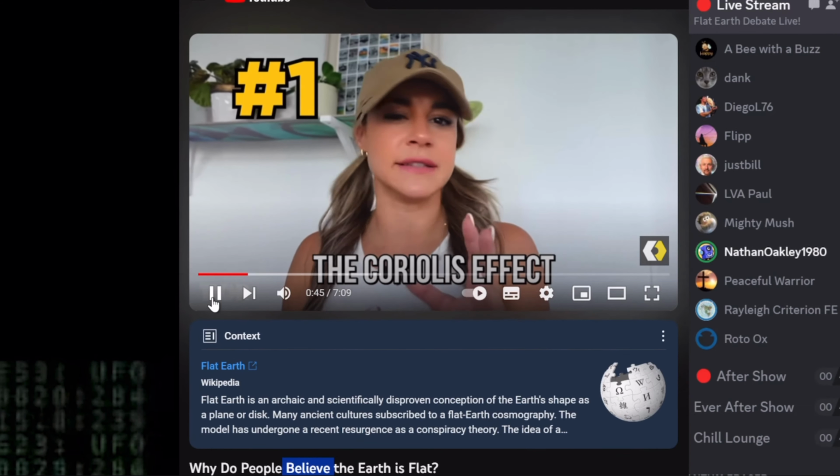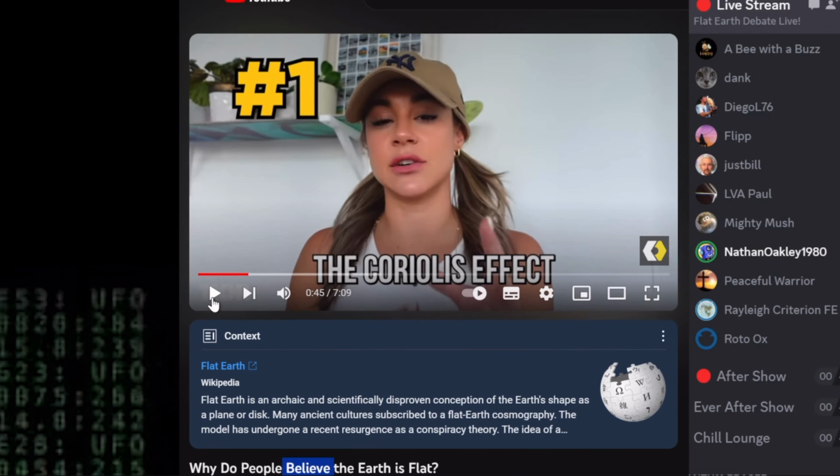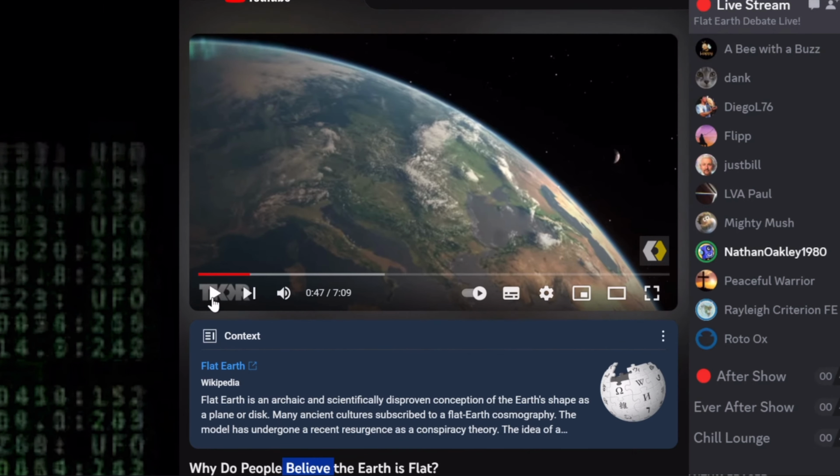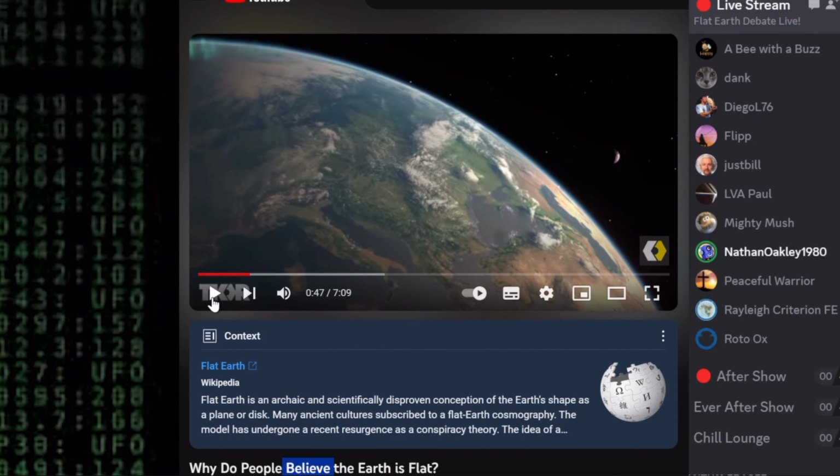The key to the Coriolis effect lies in the Earth's rotation. Specifically, the Earth... Sorry, the key to the Coriolis effect is Earth's rotation.